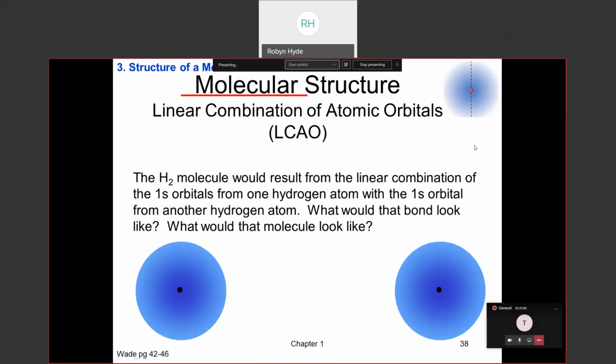Okay, so we're going to take these 1s orbitals and we're going to linearly combine them, which means we are going to overlap them on top of one another. That's what linear combination is. So in your mind, can you picture these two balls coming together? And then what is the shape that results from that? Okay, but wait. While you're doing this, we also need to get back to Schrodinger's equation.